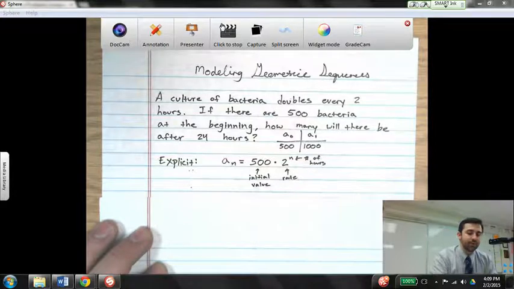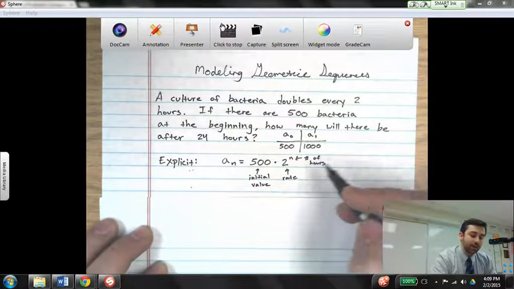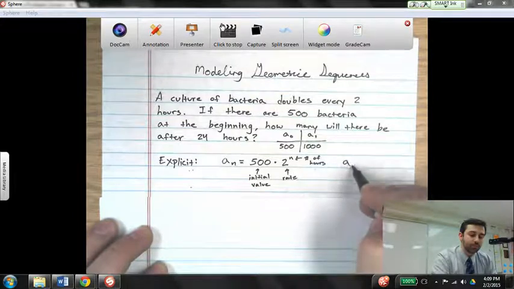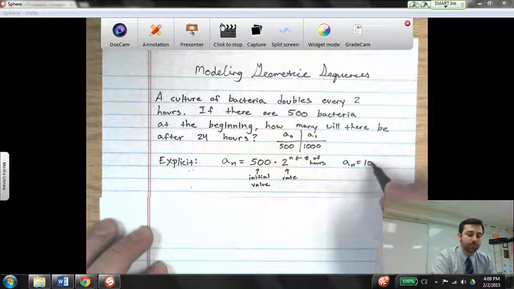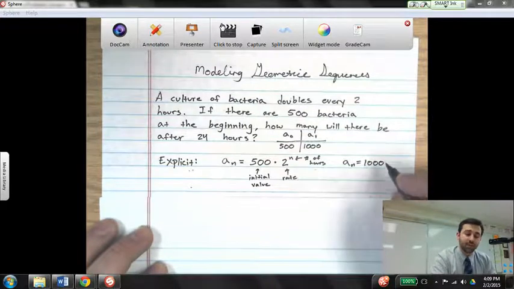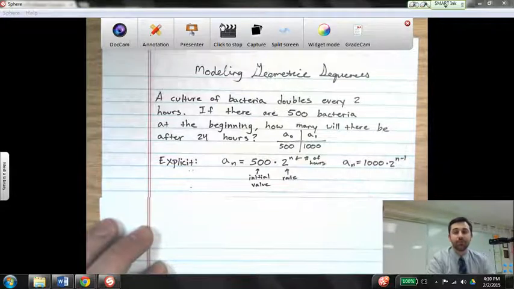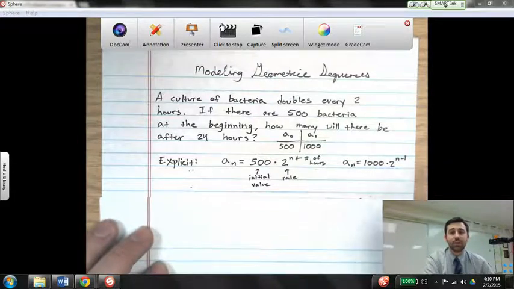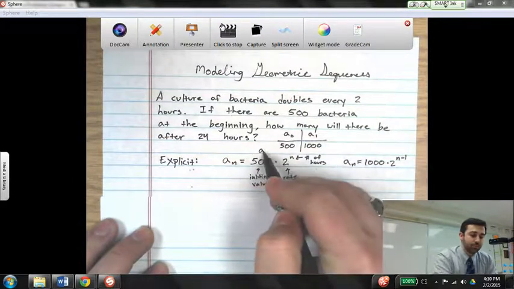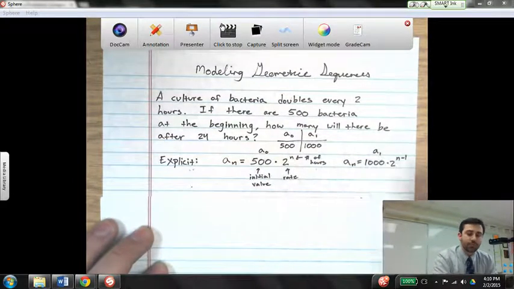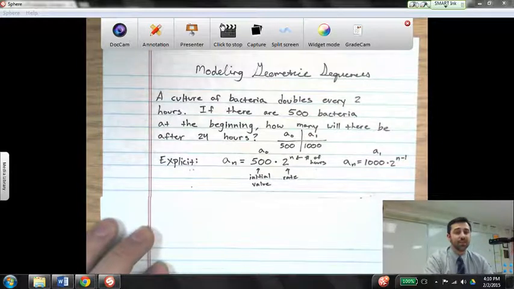of hours. Now if you wanted to write an explicit rule starting at a sub 1, you would use 1,000 times 2, but instead of n, you would write n minus 1. So it all depends on, are we starting at a sub 0 or a sub 1. In this situation, in the context, it really makes sense to start at a sub 0.